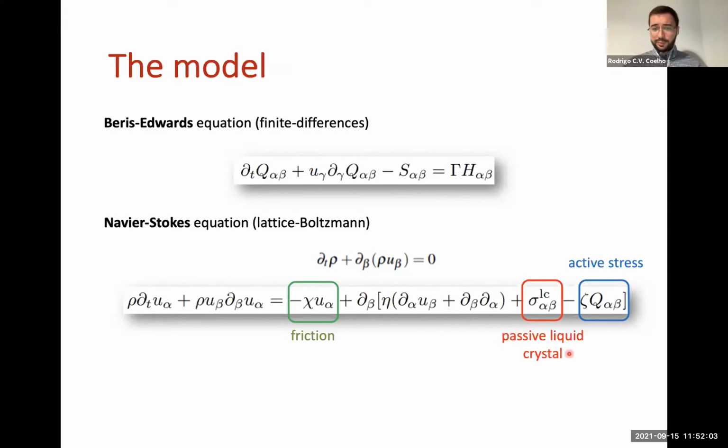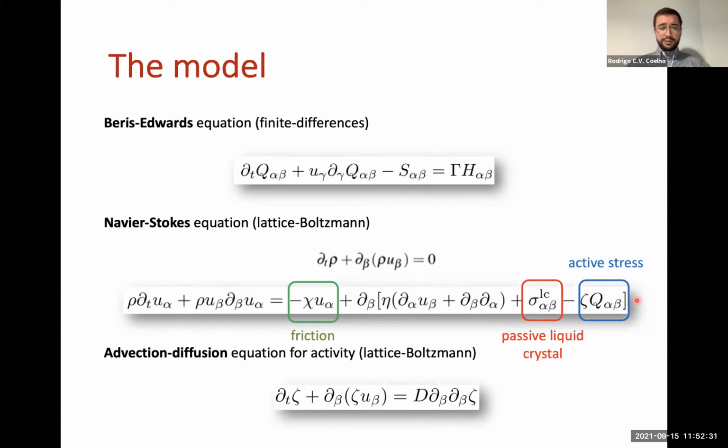These extra terms are implemented by means of a forcing term. So the first one accounts for the friction, because we consider our active nematic as being on a substrate. This term in red is the term coming from the liquid crystal theory. This is present for passive liquid crystals as well. And the third term comes from the active stress that I mentioned. The last equation is the advection diffusion equation, as usual, but for this parameter zeta. So we have a coupling between two equations with the Navier-Stokes equation.